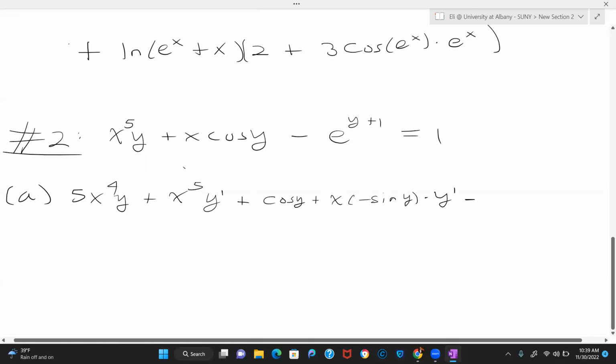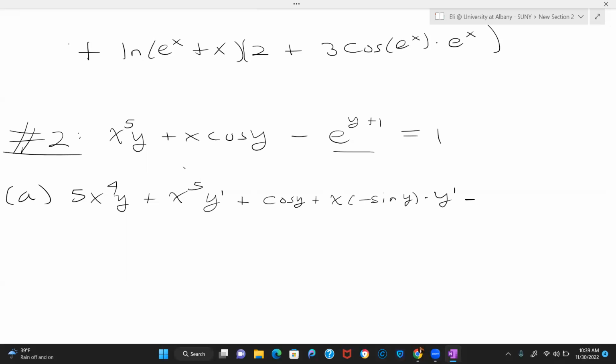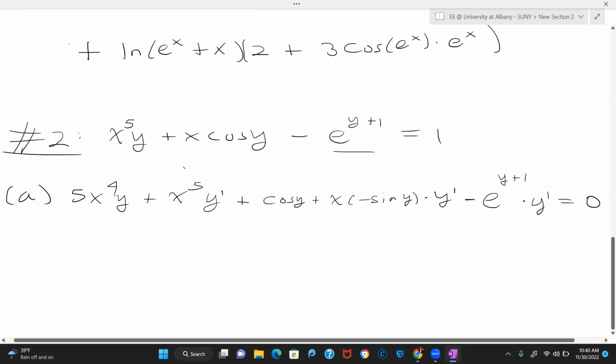Minus, so this one, no product rule, but we still have to use chain rule because it's not just y, it's e to the y plus 1, a composition of functions. So this is just going to be e to the y plus 1 times y prime, and that's going to be equal to 0 because the derivative of the right-hand side is 0.